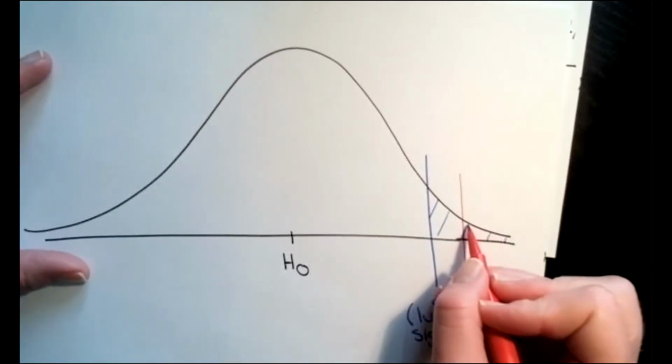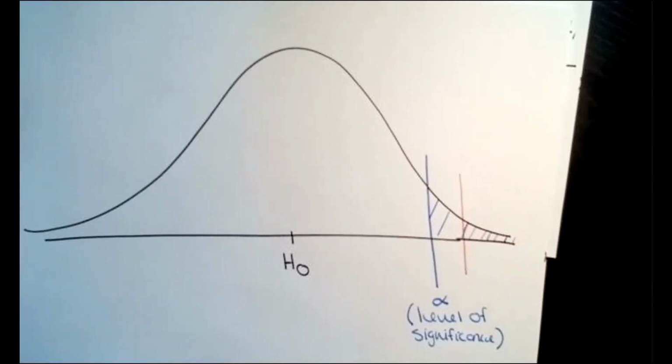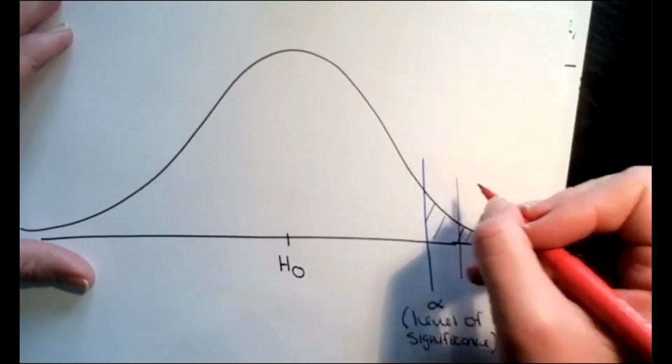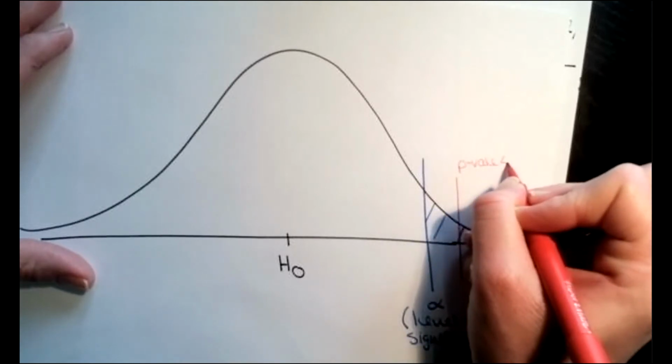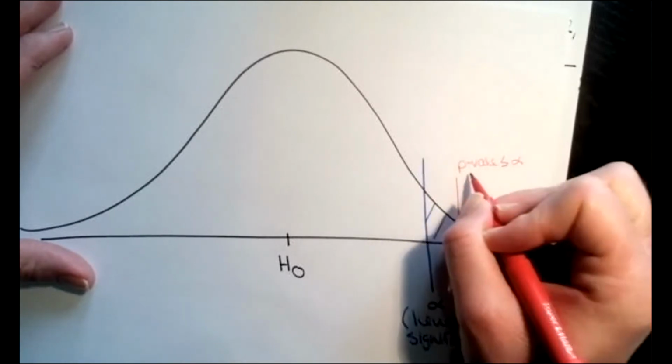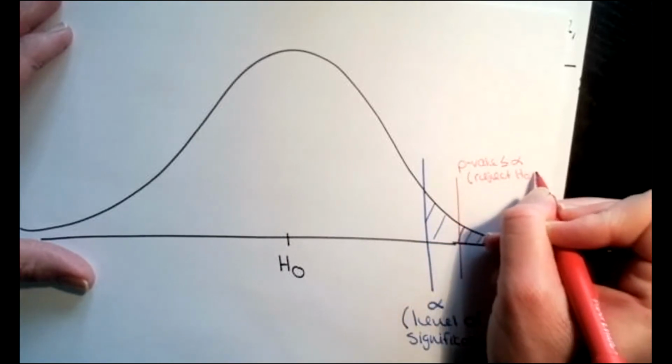So that means the area in the tail to the right of this value is smaller than alpha. So this is my p-value that is less than or equal to alpha. This is where I reject my null hypothesis.